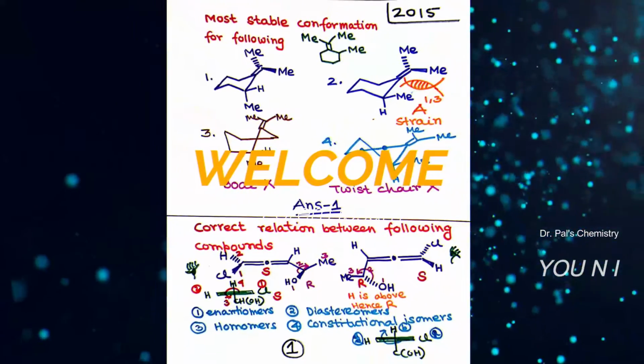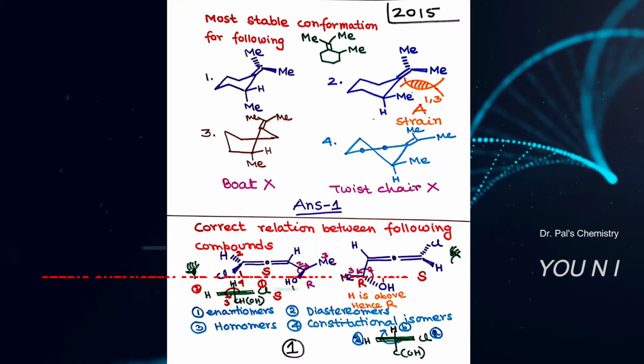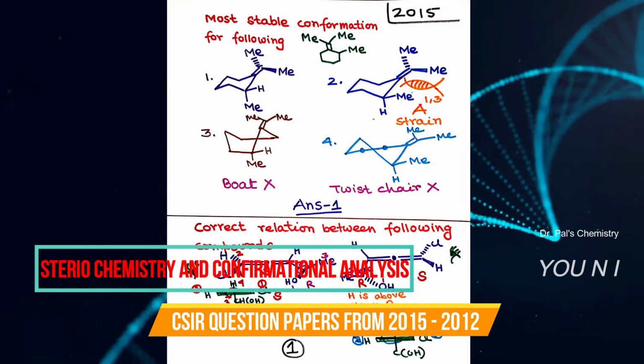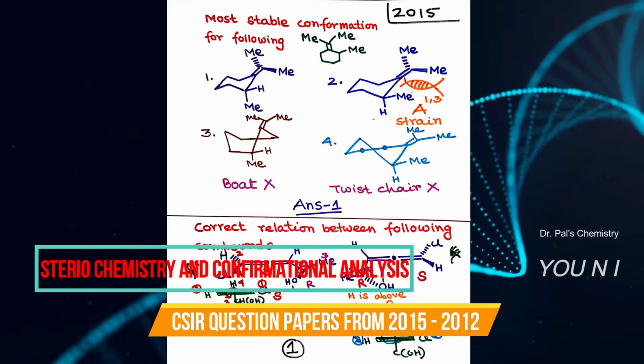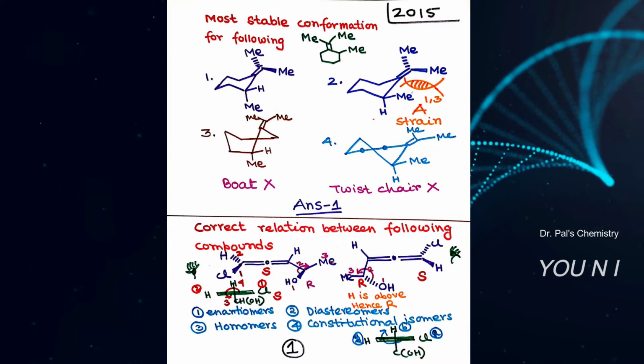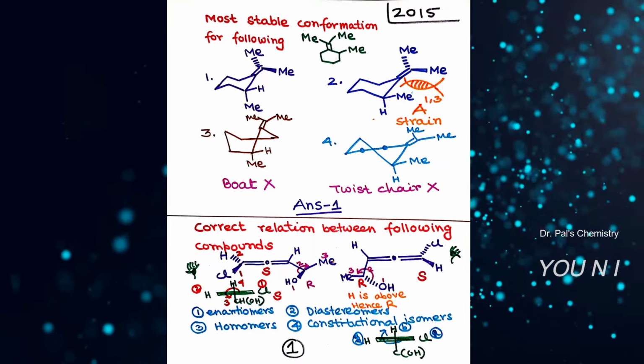I welcome you to the discussion of the CSIR NET question paper. The questions on stereochemistry and conformational analysis from 2015 onwards are what we are going to discuss. Now, the question is like this: the most stable conformation for the following compound.